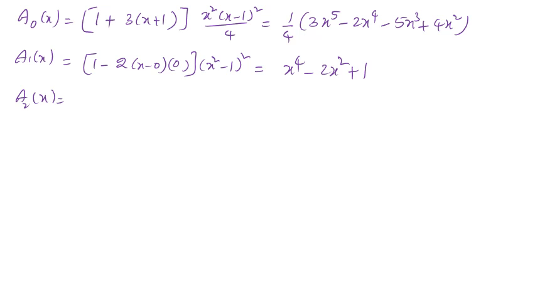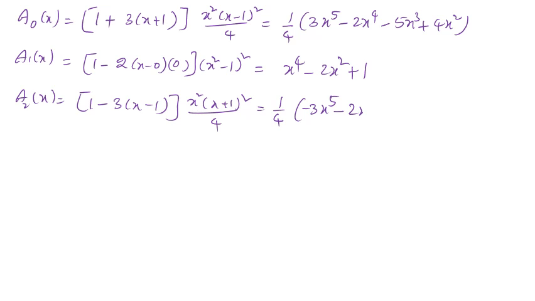a2 of x equal to (1 minus 3(x minus 1)) into (x square plus x) ... whole square by 4. I am just substituting the values in a0, a1, a2. So this value is 1 by 4 after multiplication, minus 3x power 5 minus 2x power 4 plus 5x cube plus 4x square. These are the a values.